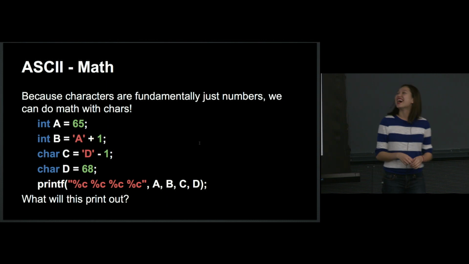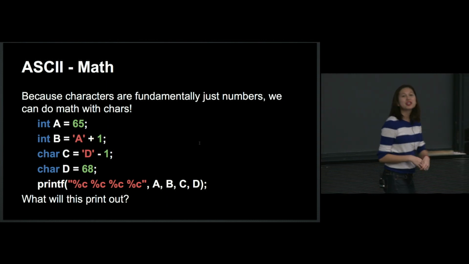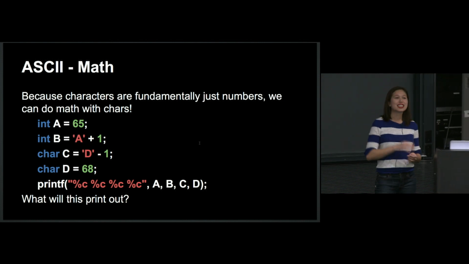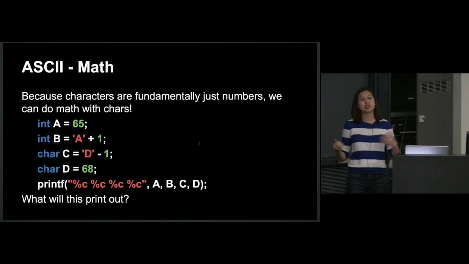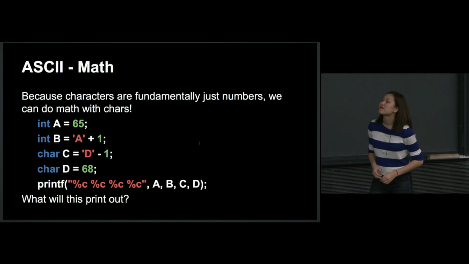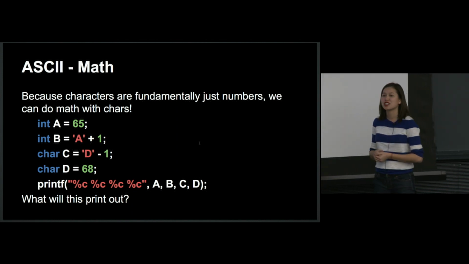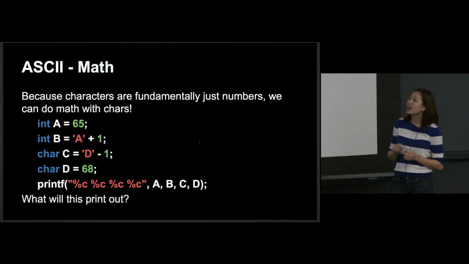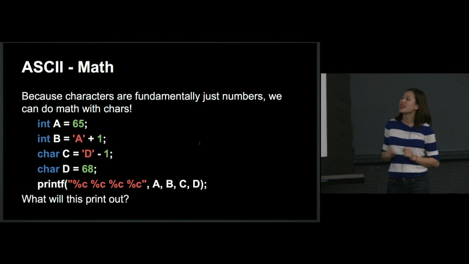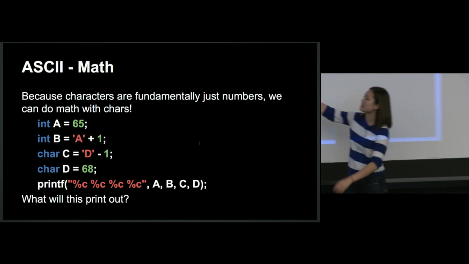So ASCII math. As you guys probably well remember, PSET 2 with Vigenere and Caesar, you did a lot of this. Remember that characters are fundamentally just numbers, so we can do math with them just like we do math with ints. So we have just a little simple thing here. We have some int A that's initialized to 65, int B equal to the ASCII value of A plus 1, char C equal to D minus 1, and char D equal to 68. So then we are going to print all of them as we see here.